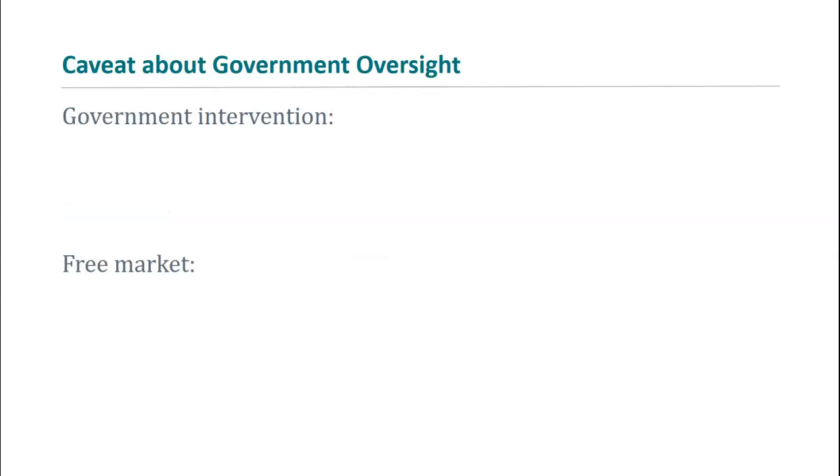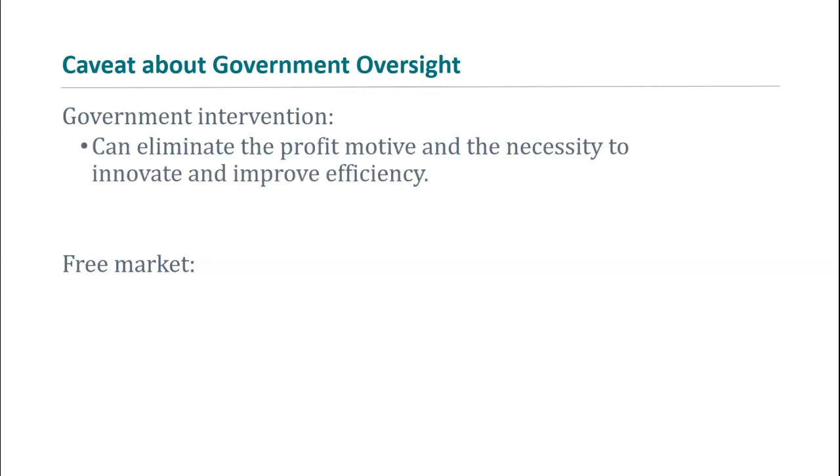A little caveat, when the government gets involved, of course, things can go crazy. The government intervention can eliminate profit motives and the necessity to innovate or improve efficiency. So if the government says, sure, you can be a monopolist, but we'll regulate you, you spend all your money rent-seeking, trying to maintain that monopoly status, instead of trying to improve your efficiency.